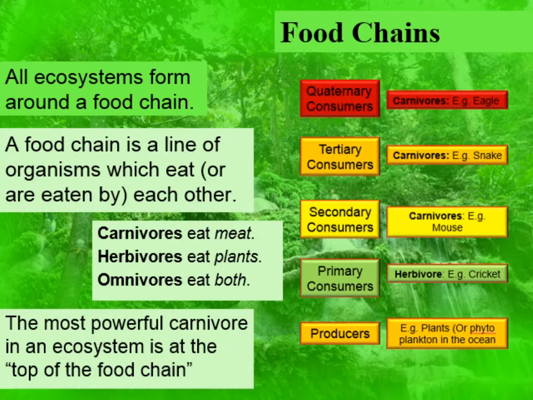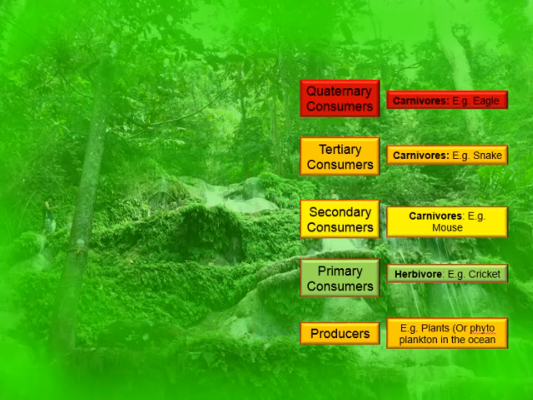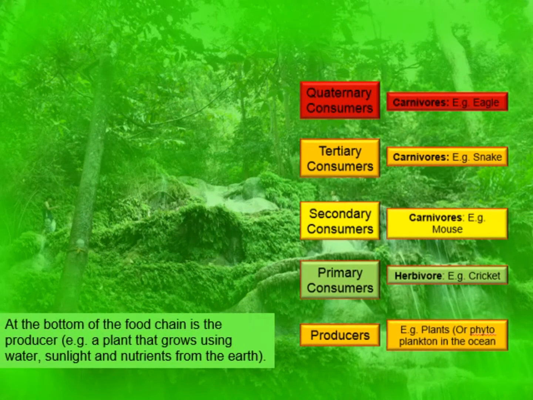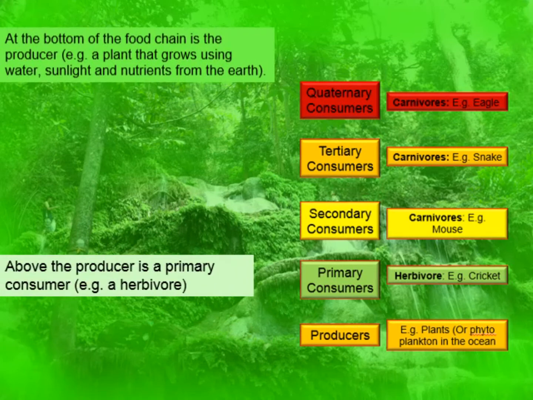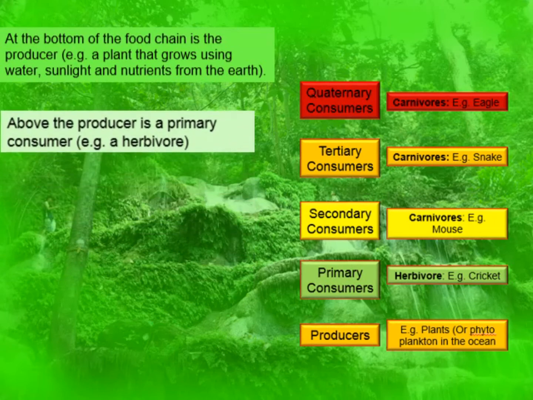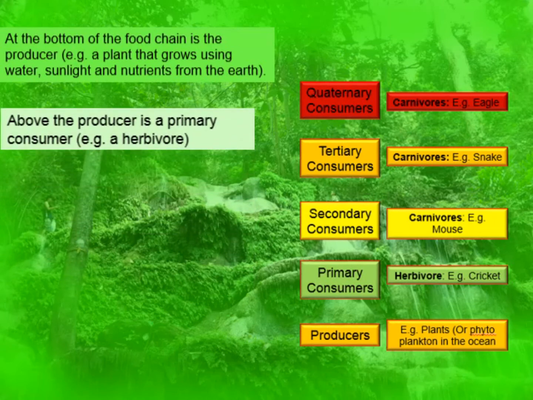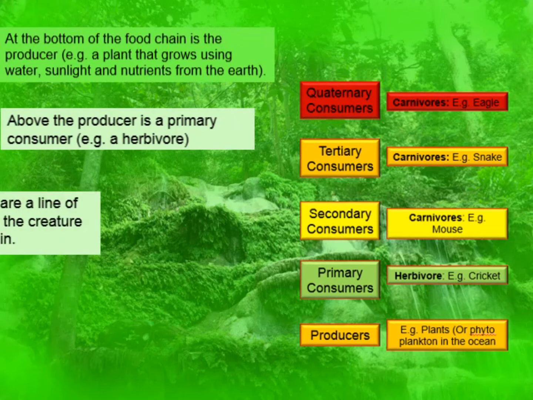But how does the food chain work? So it starts at the bottom with the producer, which is a plant that grows using water and sunlight and nutrients from the earth. In the ocean, there are creatures called phytoplankton, which convert sunlight to energy in the euphotic layer. Above the producer is a primary consumer, which would be a herbivore, maybe a cricket, or a larger creature which is a herbivore would be a cow, still a primary consumer.